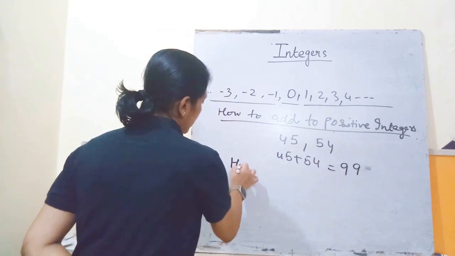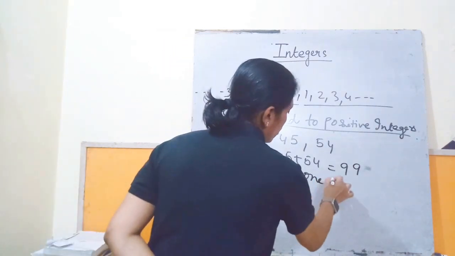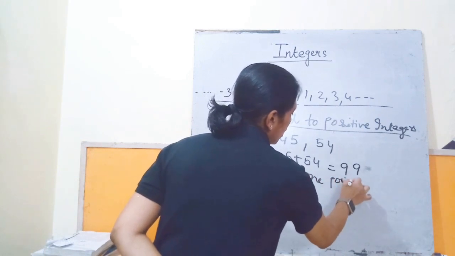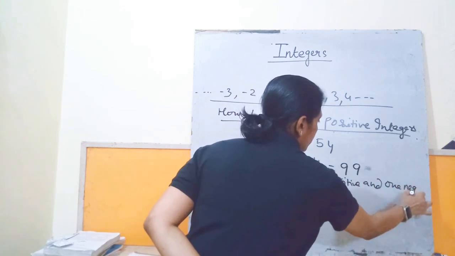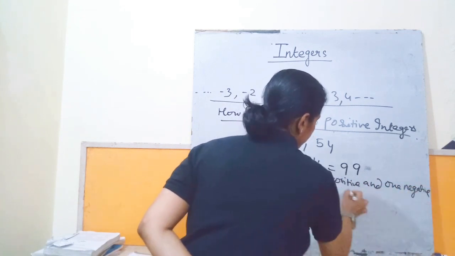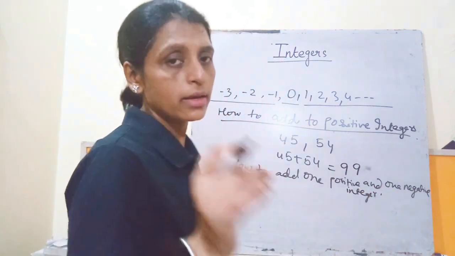Now, how to add one positive and one negative integer. Okay, so this also I am going to explain to you with an example.